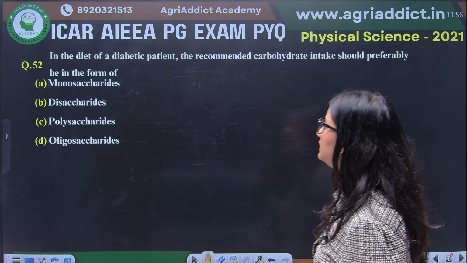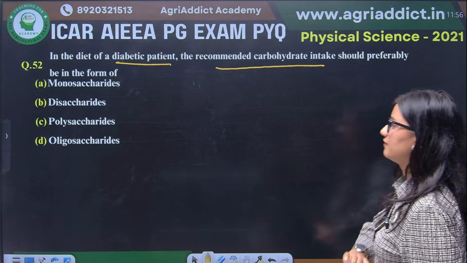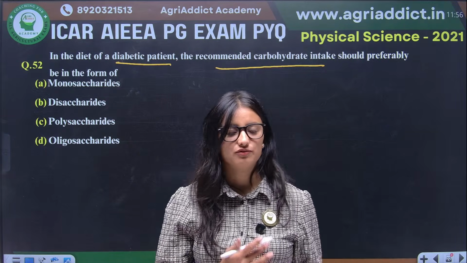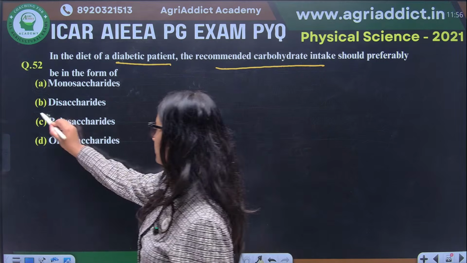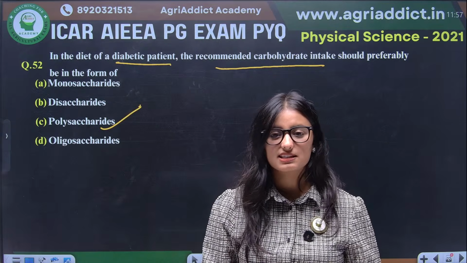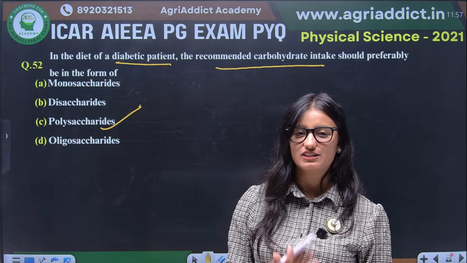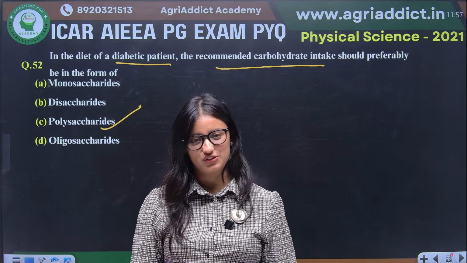So next question is, in the diet of a diabetic patient, the recommended carbohydrate intake should be preferably in the form of what? Is it monosaccharide, disaccharide, polysaccharide or oligosaccharide? किस फॉर्म में करना चाहिए to a diabetic patient? See, very good. Polysaccharide form में, yes, this answer is correct. But why? Why polysaccharide? All these are carbohydrates, no? Sugars हैं सारे. क्यों करना चाहिए?